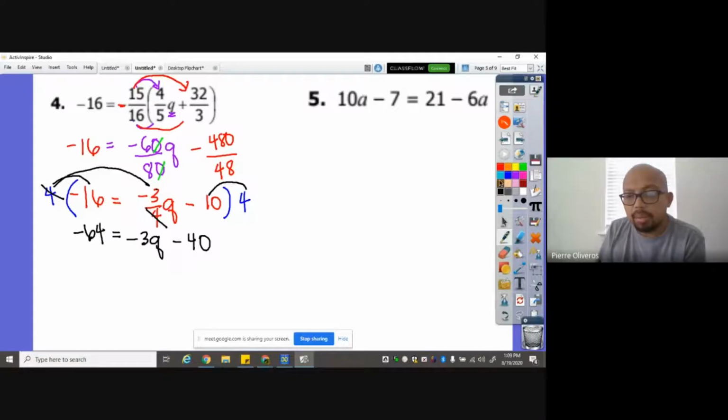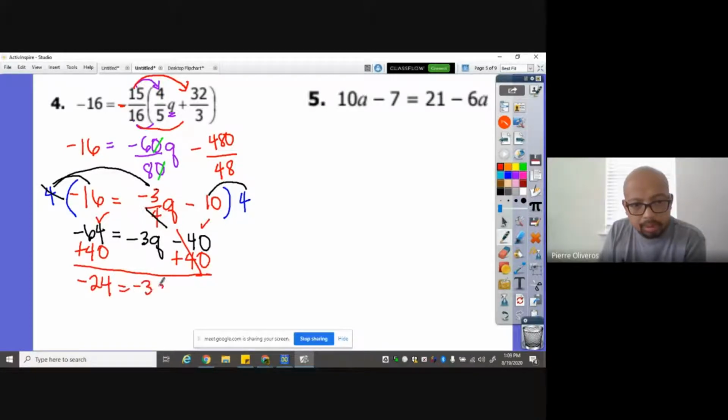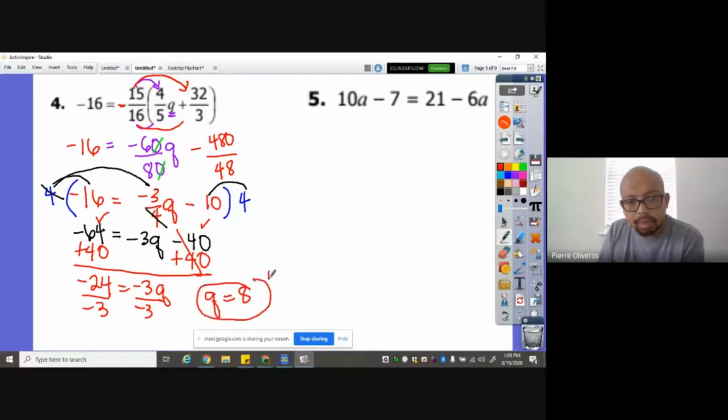Okay. Now we're going to combine the like terms here. The like terms here are these two. So I'm going to move this one to the other side by the inverse operation, plus 40 here, plus 40 here. Cross it out. This will give you negative 24 equals negative 3q. Divide everything here by negative 3, negative 3. Q here is equal to positive 8. Kaboom.